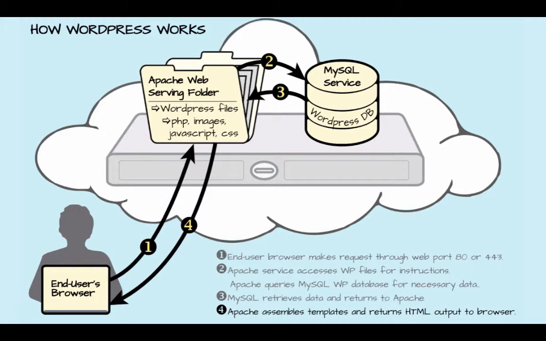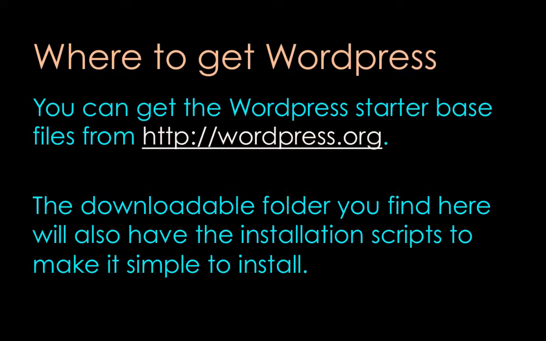Okay, so basically it first gets the request. It says, okay, well, I need to see what all to put together. It goes and talks to MySQL. MySQL says, hey, this is the data you asked for. Comes back in step 3, and then in step 4, Apache says, oh, okay, I have all the data. I know what templates I need to put together now. It puts all the pieces of the puzzle together, and it gives you your end result back down in the browser.